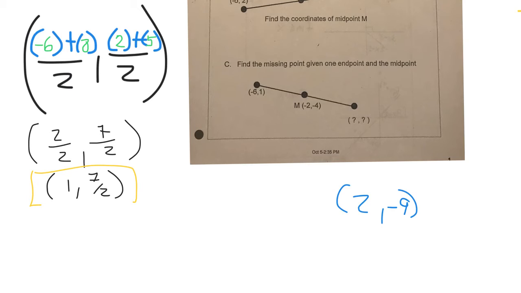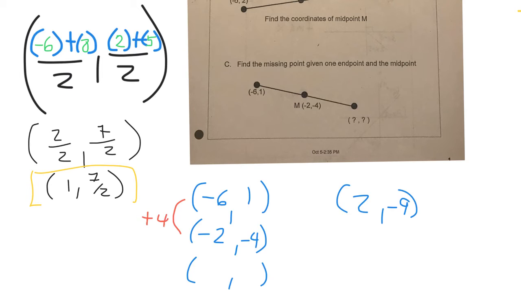I've seen it done before where teachers will stack the coordinates, like -6 and 1, -2 and -4. If that's more comfortable, then just do it that way. And maybe even label it. To get from -6 to -2, you would have to add 4. And to get from -2 to the next number, we're going to have to add 4 as well. And that gives us a 2.